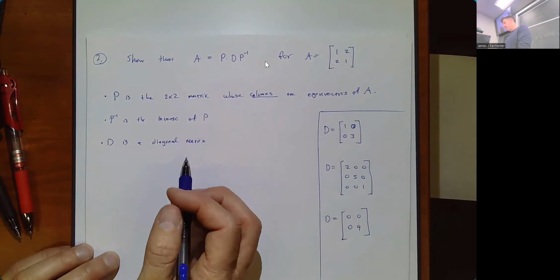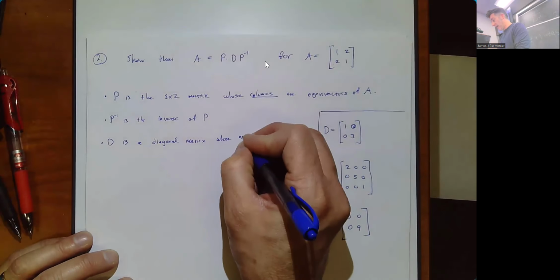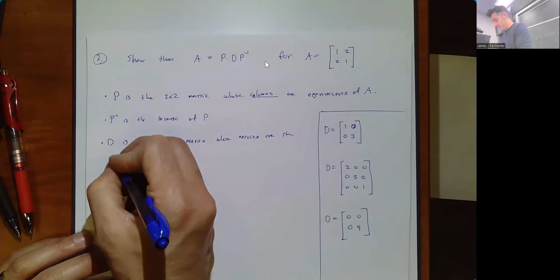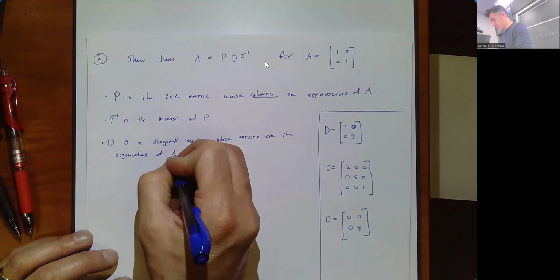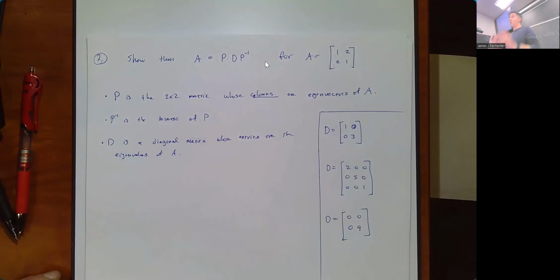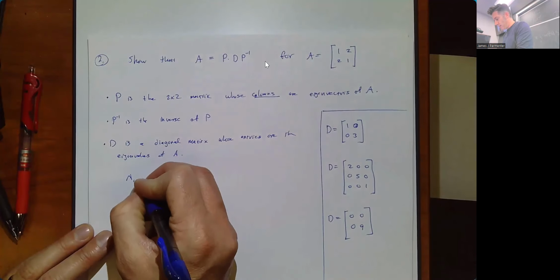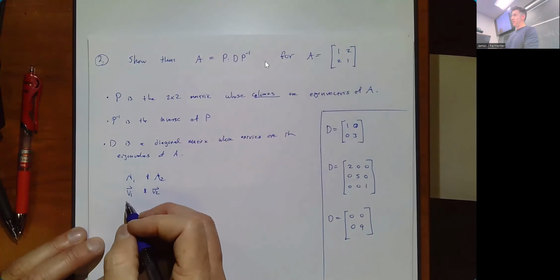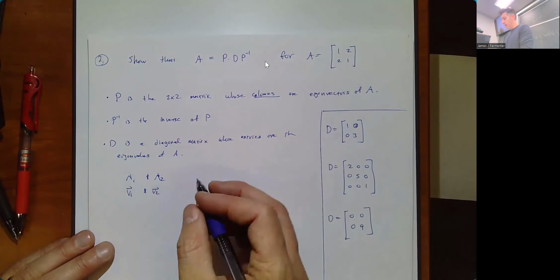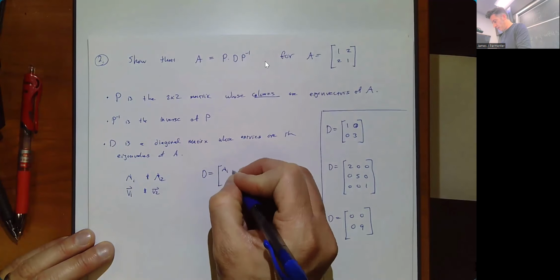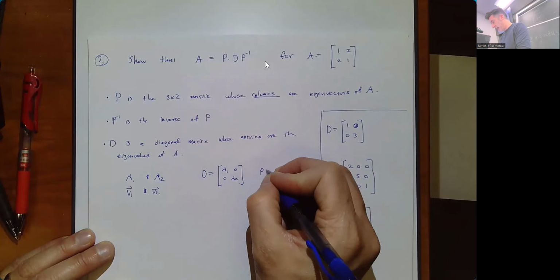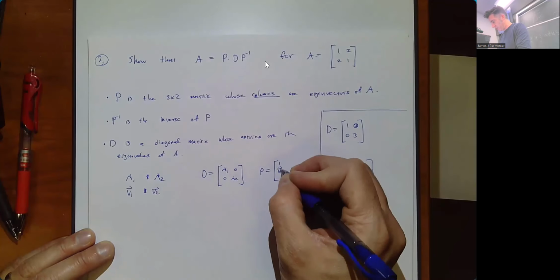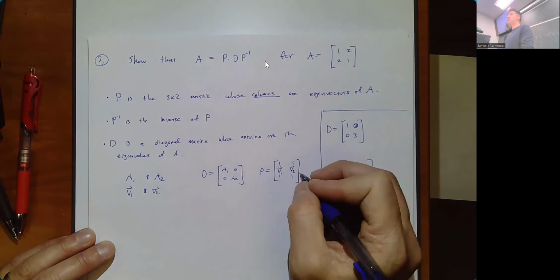Now, D is extra special here. It's a diagonal matrix whose entries are the eigenvalues of A. And to be even more specific, I'm not going to write this down, we'll just say it. The order that the eigenvalues go in is the same order that the eigenvectors go in as columns of P. So for example, if our eigenvalues are lambda 1 and lambda 2, and the eigenvectors are v1 and v2, v1 obviously being the eigenvector for lambda 1, v2 being the eigenvector for lambda 2, then the matrix D could be lambda 1, 0, 0, lambda 2, but then the matrix P would have to be the first eigenvector in the first column, the second eigenvector in the second column. But you could change the order if you wanted to.